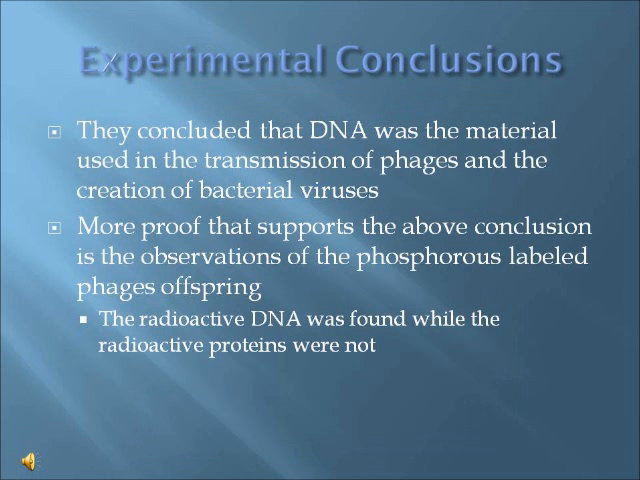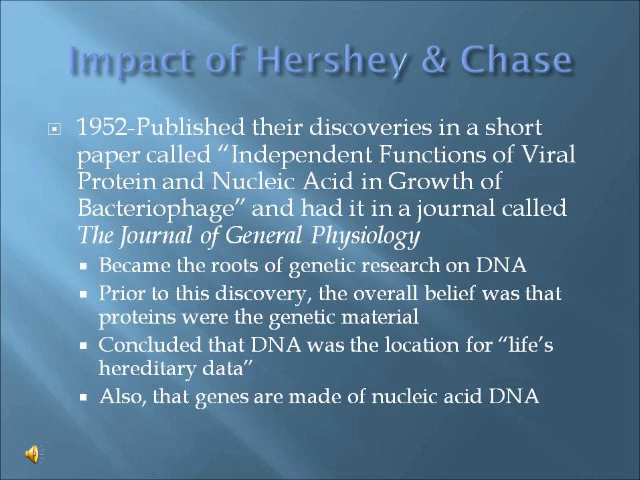They were able to conclude that DNA was the material used in the transmission of phages and the creation of bacterial viruses. This is also proven by the observations of the phosphorus phage offspring, because the radioactive DNA was found while the radioactive proteins were not. Prior to this discovery, the overall belief was that proteins were the genetic material.